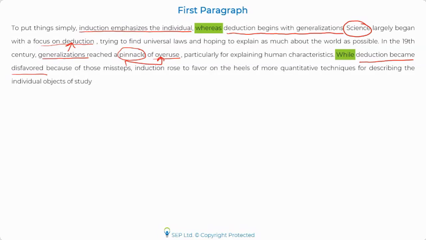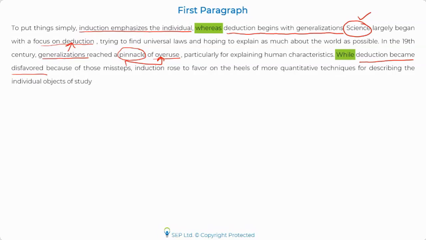Okay. So while deduction lost favor, induction rose to favor. All right. So here comes the difference between induction and deduction. Generalizations stopped being the focus, although it had been the focus in the beginning, but induction gained favor in science. Probably here I'm inferring because we're talking about the context of science and induction and deduction. So induction rose to favor.